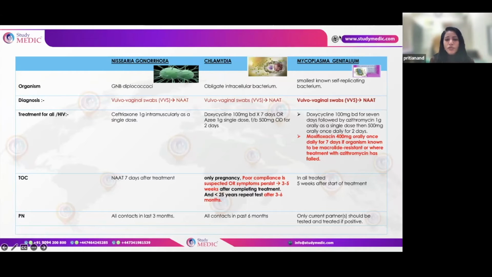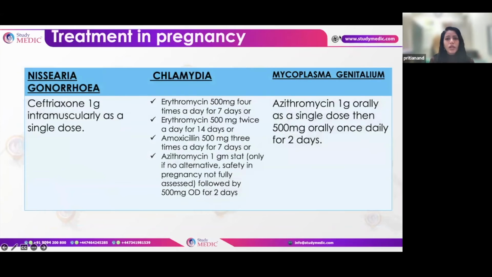Then test of cure, they often ask you for Neisseria, all the patients will undergo it. For chlamydia or mycoplasma also, all the patients will undergo test of cure. But for chlamydia, please remember, only patients with poor compliance, very young patients, or patients who are pregnant will have test of cure. They often ask the treatment of Neisseria, chlamydia, and mycoplasma in pregnancy. So remember, Neisseria treatment is the same because ceftriaxone is safe in pregnancy also. For chlamydia, doxy is not given, so either erythro or azithro or amoxicillin needs to be given. And for mycoplasma, you will remove doxy and give azithromycin.